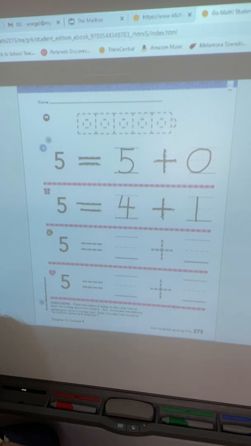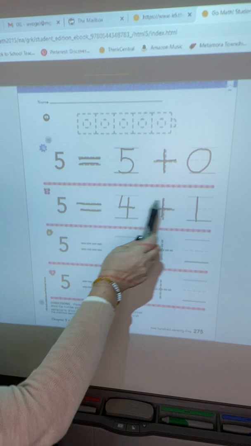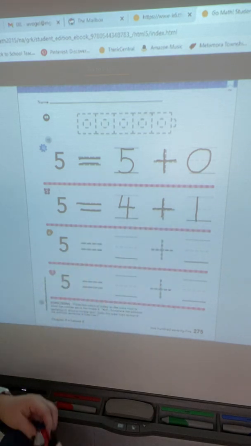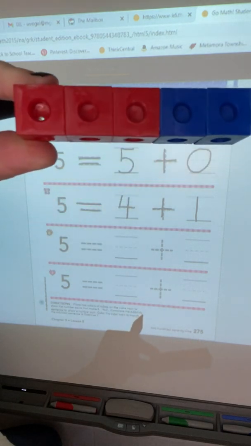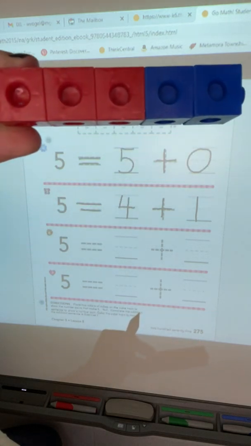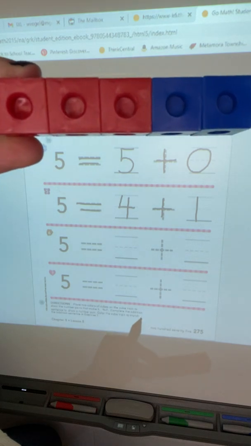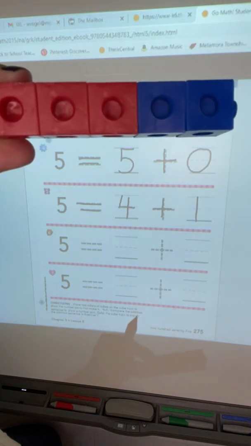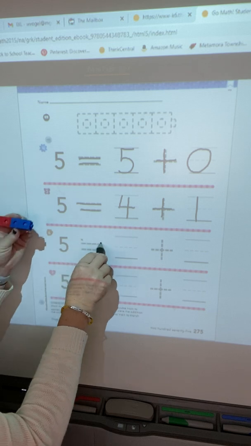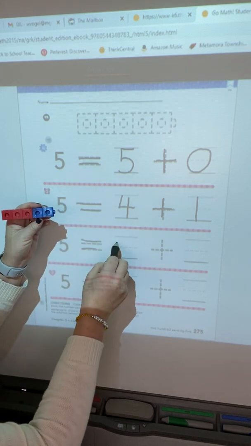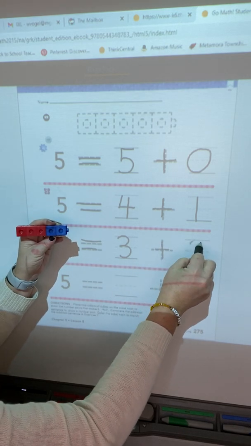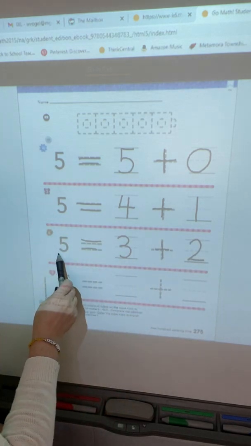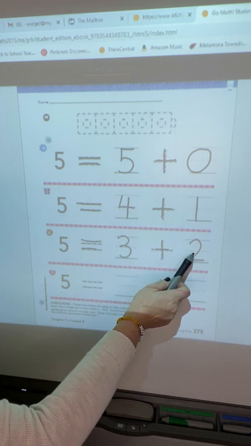You're doing well. Let's try again. So 5 plus 0, 4 plus 1, those all equal 5. Here's another set of numbers, another set of cubes. What do you see? How many reds plus how many blues? So 5 is equal to, how many reds did we have? 3 plus how many blues? 2. So 5 is equal to 3 plus 2.